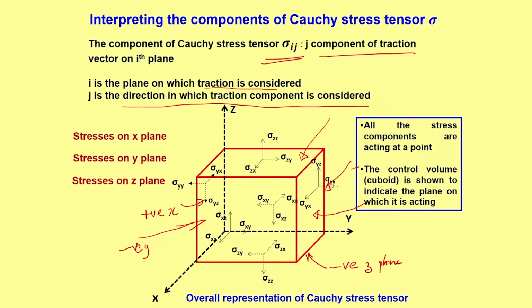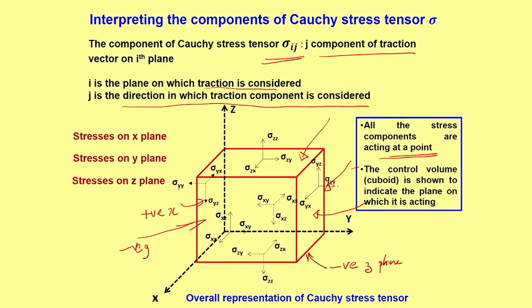So, all these stress components are acting at a point. Now, we need to keep in mind, since I have shown a control volume in the figure, that is only for understanding how the stresses are oriented, otherwise it does not serve any purpose. Whatever stress components are there in Cauchy's stress tensor, they are acting at a point, and the control volume, the cuboid, is shown only to indicate the plane on which it is acting. So, that notion we should not forget. It is a stress acting at a point.